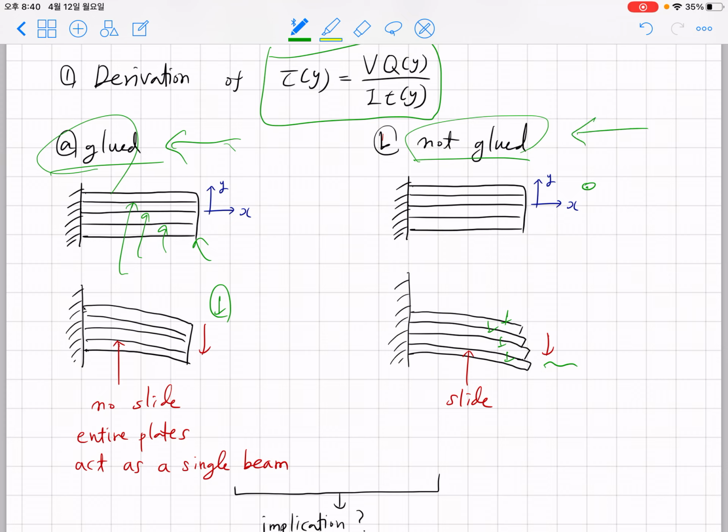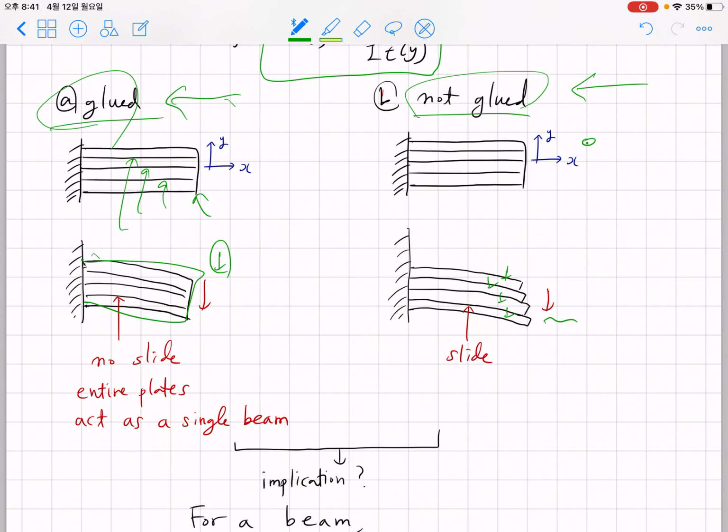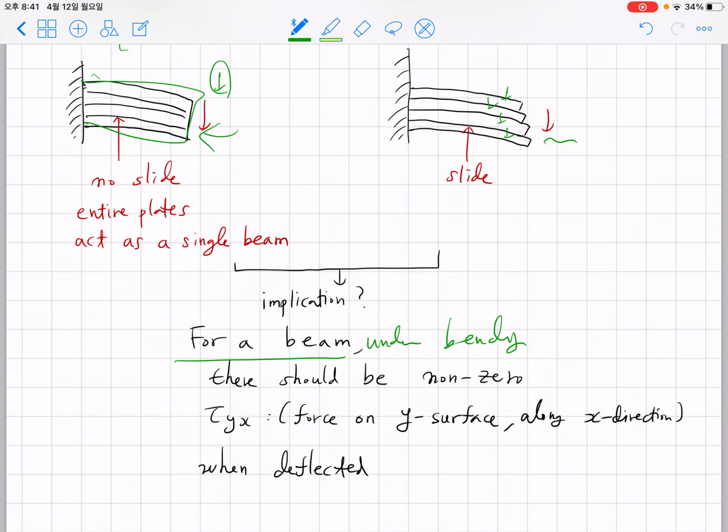And if you imagine this whole beam, then what you can imagine is that along that interfacial direction, along the x direction, you expect there must be some sort of shearing stress and shearing force working, right, to sustain this as a whole beam under bending. You need some sort of shear force. Okay, so for a beam under bending deformation, there should be non-zero tau yx, which is force on the y surface along the x direction. This is the definition of yx in our textbook when it's deflected.